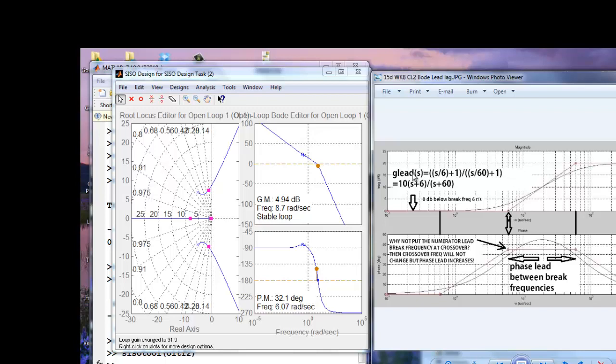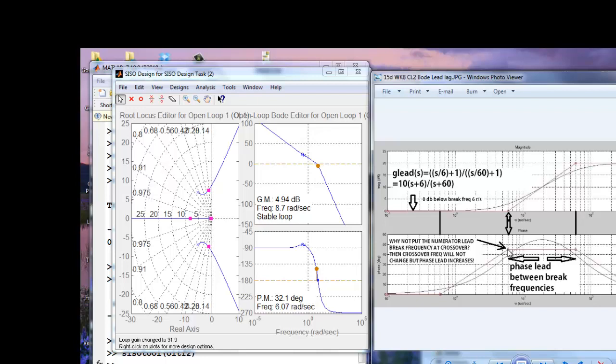Now the phase, which is why we put this in here, we know the phase is going to go from 0 to plus 90 for the numerator term S over 6 plus 1. And here it is, it's going to be 0 degrees below 10 times lower than 6. So at 0.6, the asymptote will start going towards 90 degrees, right? And when omega equals 6, you'll have 1 plus j1, or 45 degrees, this point shown right here.